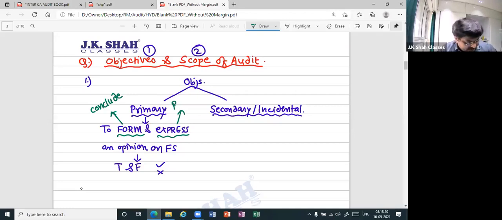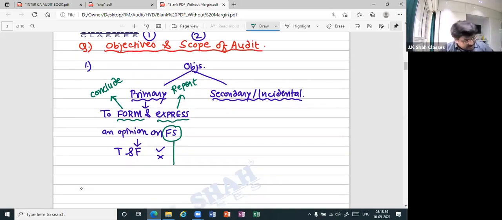Correct. Can I express that by giving nothing but a report? So obviously, whatever is your expression of opinion, that expression of opinion will happen in the auditor's report. Is this okay? Think. He has to give an opinion on the financial statements. Financial statements prepared by?